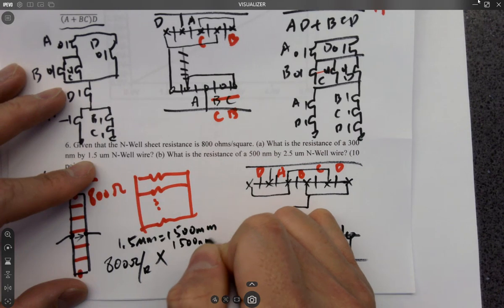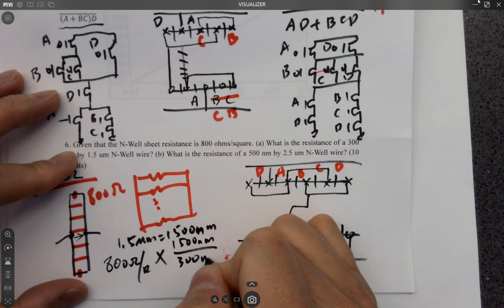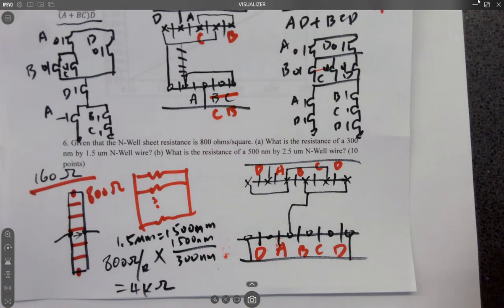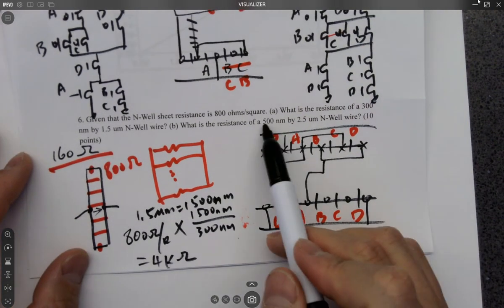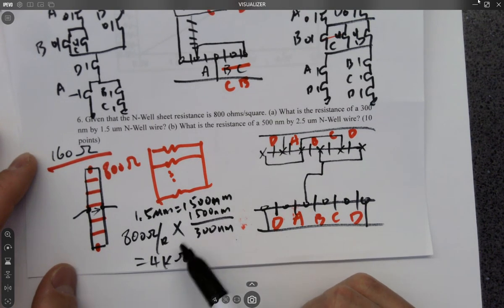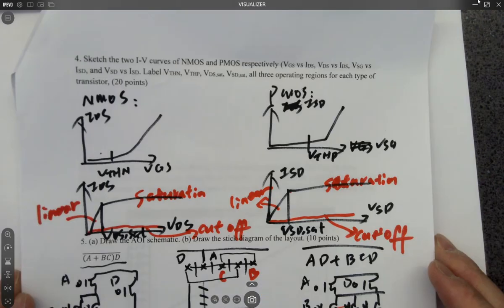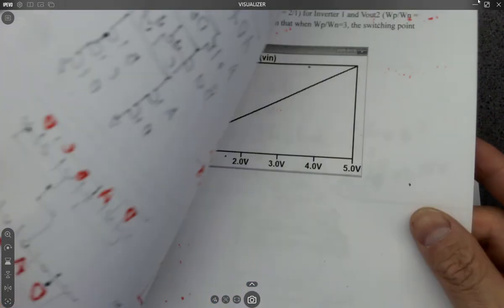divided by, for the first one, 300 nanometers, and you're getting 4 kilo ohms for the first one, and the second one is the same thing. So it's just a different dimension, the same ratio, and eventually you're getting the same resistance. Okay, any questions on this? Any question on this? All right, can we move forward?